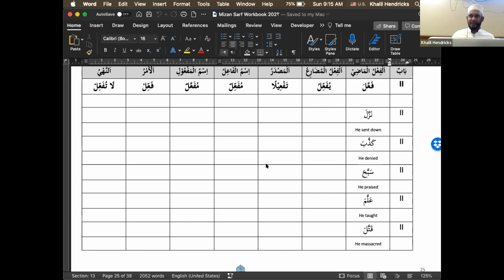Okay, bismillah, we can say it three times, inshallah, all together. Fa'ala yufa'ilu taf'ilan mufa'ilun mufa'alun. Fa'il la tufa'il. Again. Fa'ala yufa'ilu taf'ilan mufa'ilun mufa'alun. Fa'il la tufa'il.